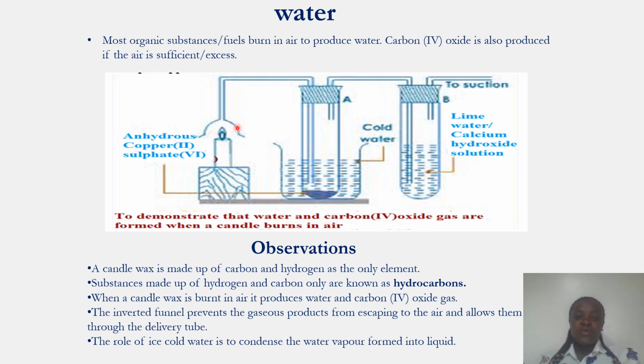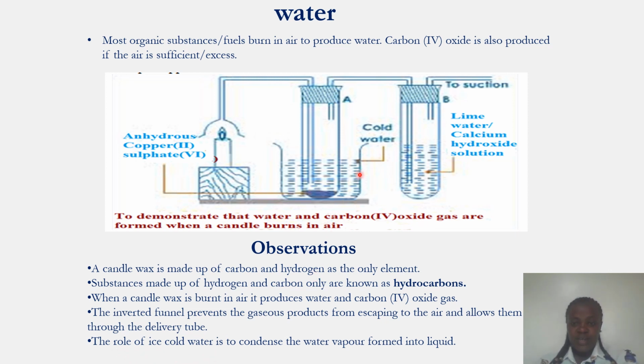Then the reason we use this inverted funnel here is to prevent the gaseous products from escaping to the air. So all the products that will be formed by the burning of this candle will be collected and now will move through the delivery tube. So the inverted funnel will prevent the gaseous products from escaping to the air and allows them to pass through the delivery tube. The role of ice cold water.